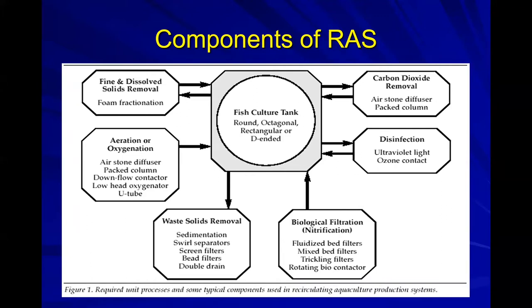The first one is aeration. You obviously need the fish to have aeration. You have to have biological filtration, which removes all of their waste. And all of these other components are necessary within the system. I'll cover each one of these individually.